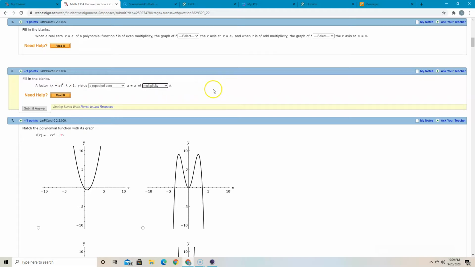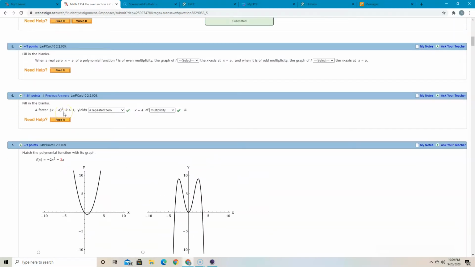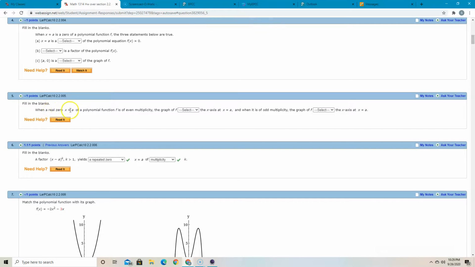And that multiplicity can be odd or even. With a real 0, like the ones we can see, not like the last problem we just did, but all the other ones. With a real 0 of x equals a of a polynomial function, if this 0 has even multiplicity, then what does that mean at the graph? When it's even multiplicity, does the graph cross and keep going through the x-axis? Or does it touch and turn around? When the 0 has even multiplicity, it touches and turns around.